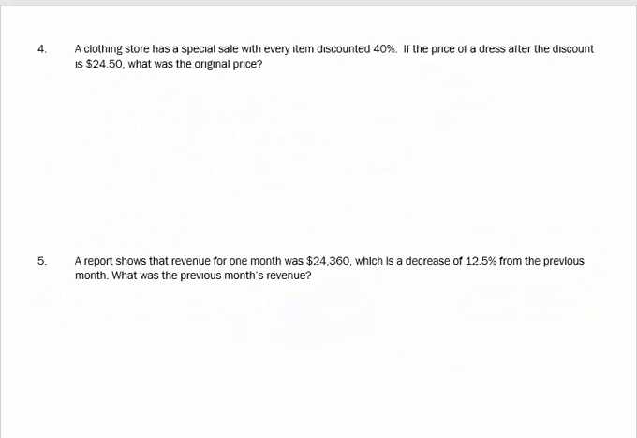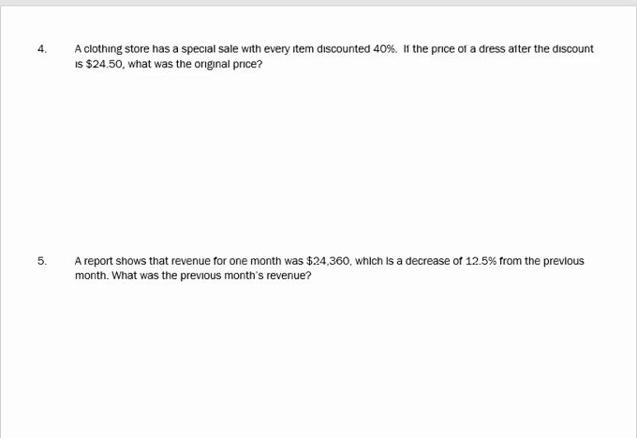Number 4. A clothing store has a special sale with every item discounted 40%. If the price of a dress after the discount is $24.50, what was the original price? So we're working backwards. We're not starting with the original price, given the discount and wanting to know the sale price. We're given the sale price and want to work backwards. So it's a lot different than just taking 40% of a number.